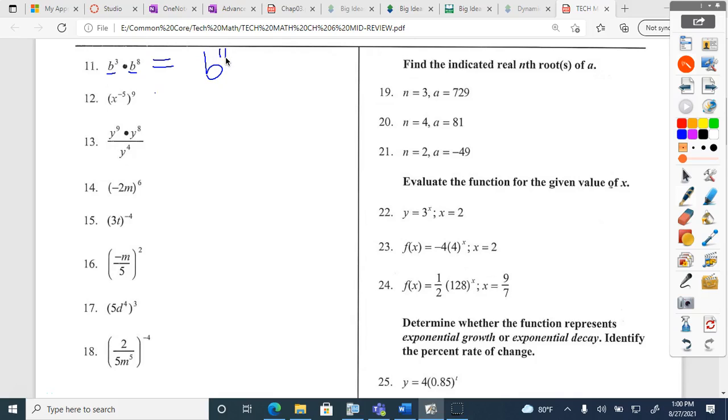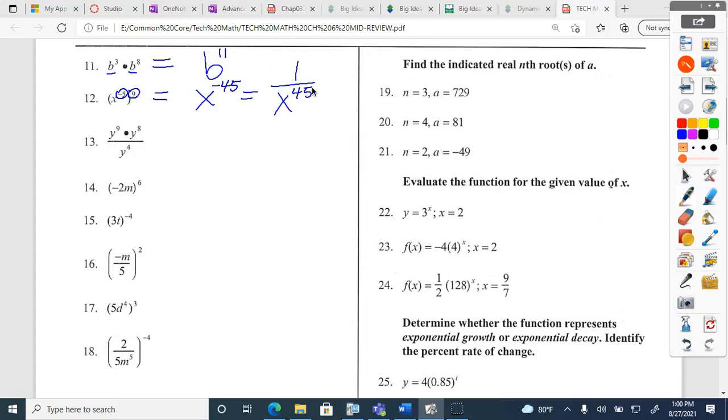On 12, we are taking a power to another power. What do we do with the powers then? Multiply. So that will be x to the negative 45th power. I don't want to leave my exponent as negative, so what do I do? I move it to the bottom. It would be 1 over x to the 45th power. Oh, that is your final answer.